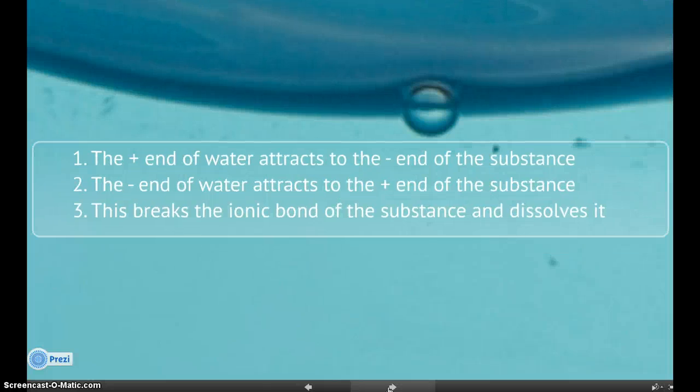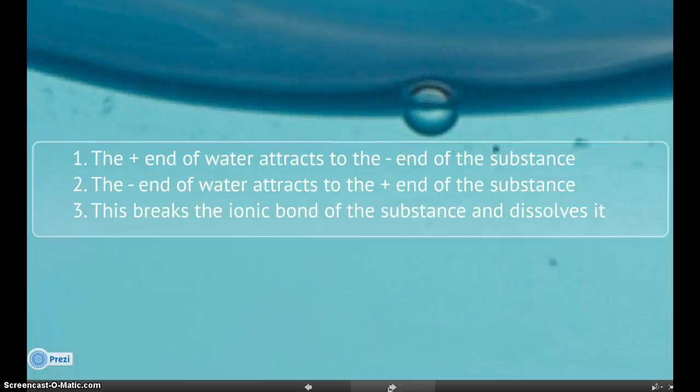The positive end of a water molecule will attract to the negative end of the substance. So positives attract negatives, and then the negative end of water attracts to the positive end of the substance. In this case, the positive end of water, which is a hydrogen end, will attract to, let's say, salt, which has sodium and chlorine. The positive end of water will attract to the chloride ion, and that chloride ion is negative, so it will attract those chloride ions.